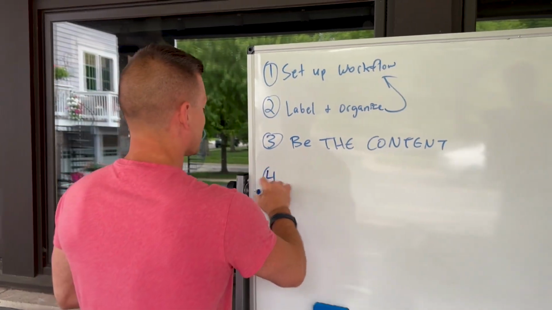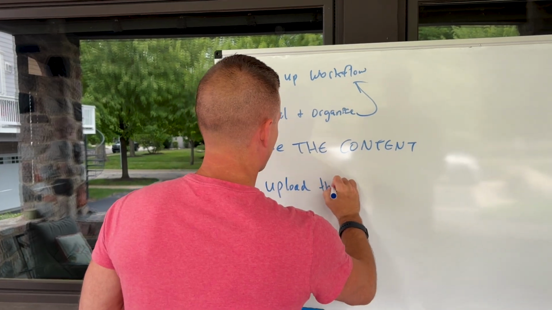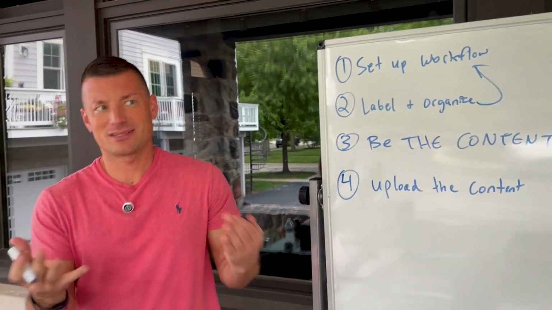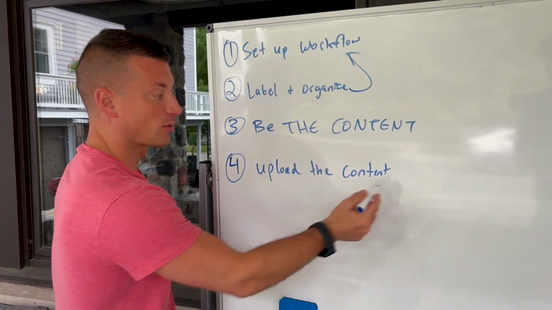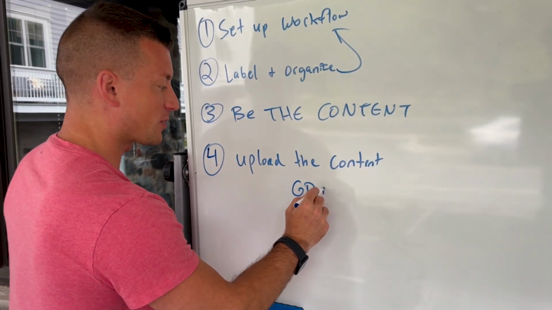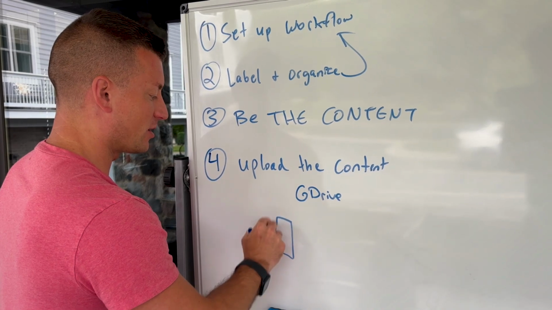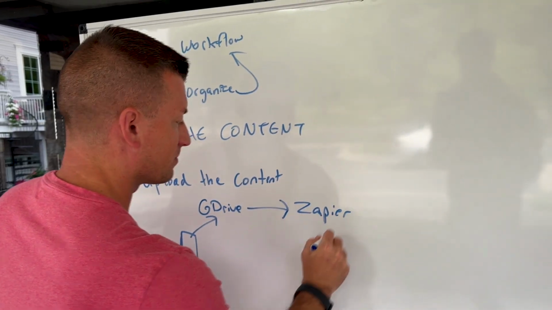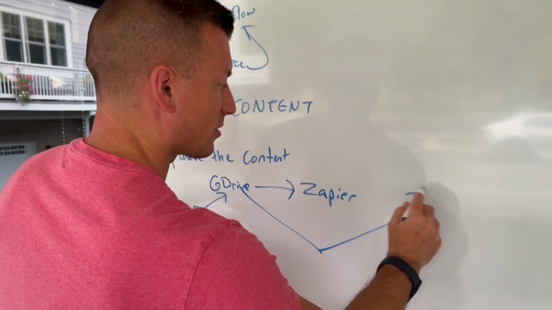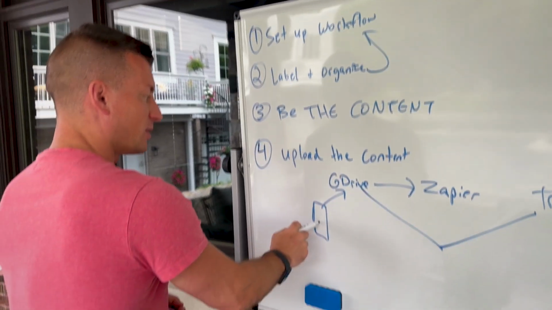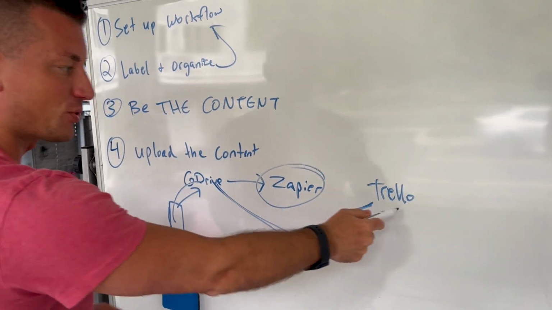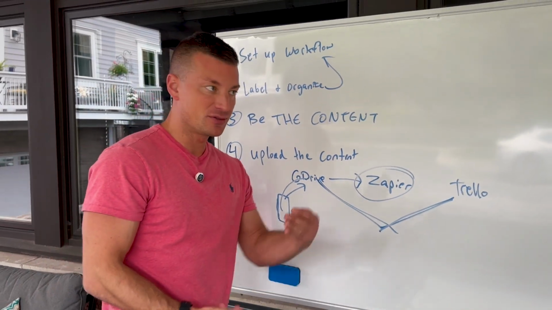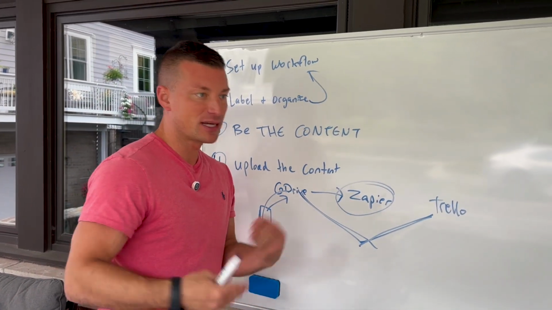Now that you've become the content and you've got all this good raw footage, step 4 is we upload the content. I mean, naturally, right? That's the next step. We're not just going to leave it there. This is where I was talking about that automation earlier. When we're uploading the content and it's going in G Drive, as soon as we drop that video in G Drive, it's a Zapier automation. Zapier basically connects these two with our Trello account. Trello's our project management tool that we're using. You could use, again, Monday.com, Airtable, a lot of different ones.